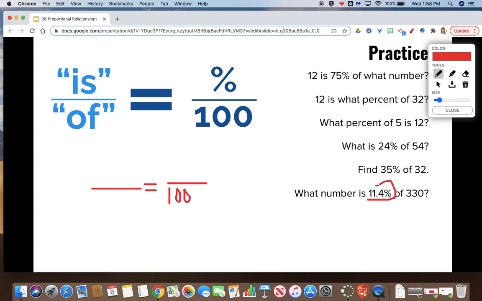We have a percent, 11.4. We're going to fill that in where the percent goes. We know 100 always goes under the percent, and then the end of my problem says of 330. That's our whole. That means our is missing. We solve using cross products, 330 times 11.4, and we divide by our last number, 100. That gives us an answer of 37.62. 37 and 62 hundredths. That means 37 and 62 hundredths is 11.4% of 330.